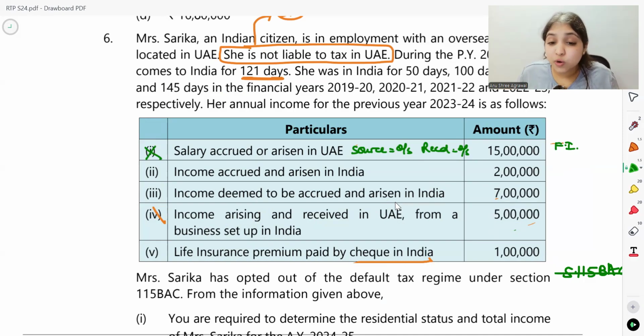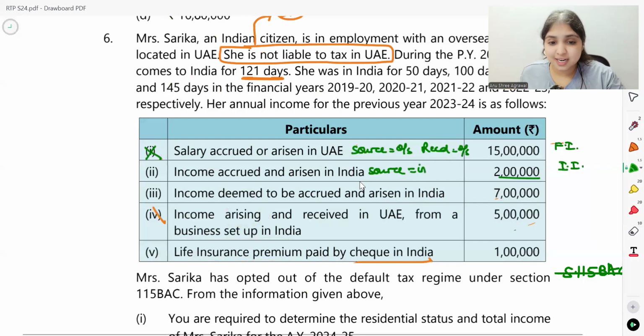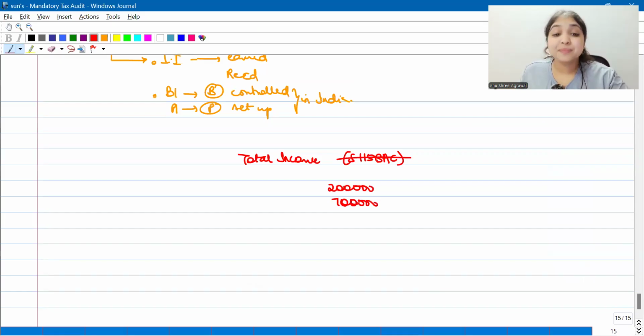Second, income accrued and arisen in India. Here if you see, yes, the source is in India. It becomes an Indian income. Indian income is taxable for all my assessees. So this 2 lakhs, yes, it will be taxable. Third transaction, income deemed to be accrued and arisen in India. Even here if you see, the source is in India. So even this becomes an Indian income. So even this 7 lakh will be taxable for my RNOR assessee.